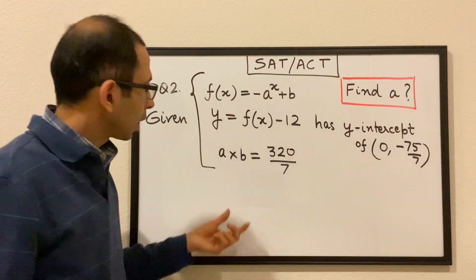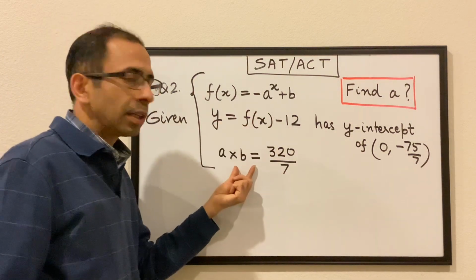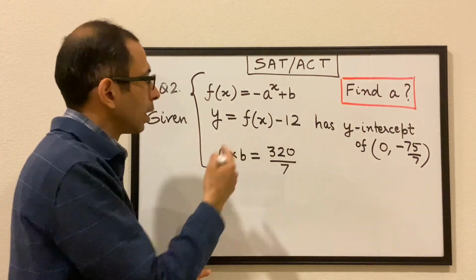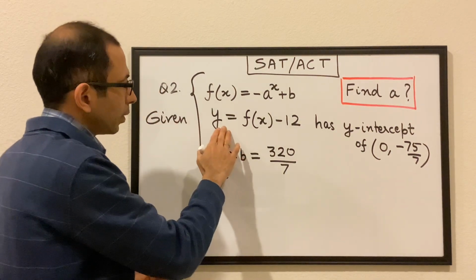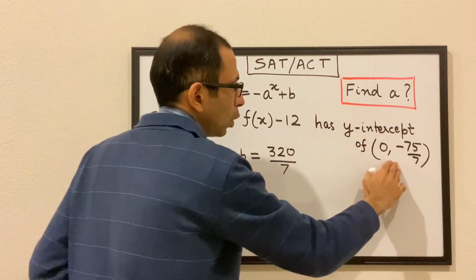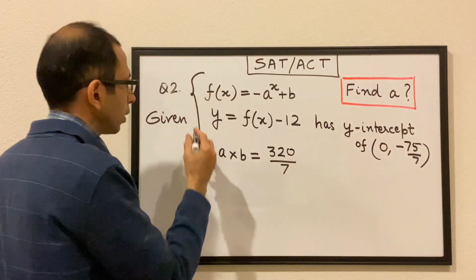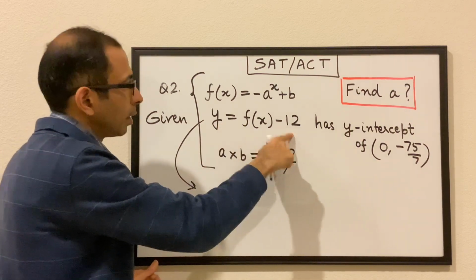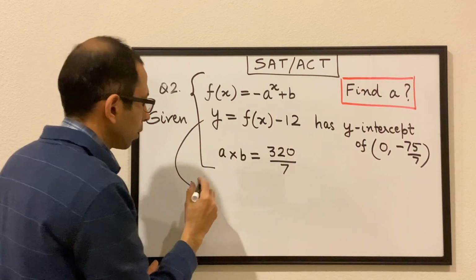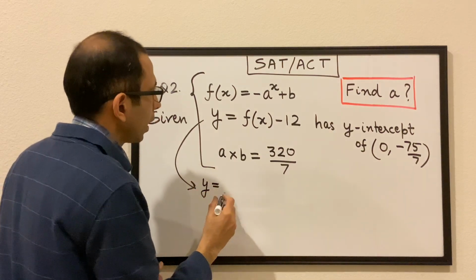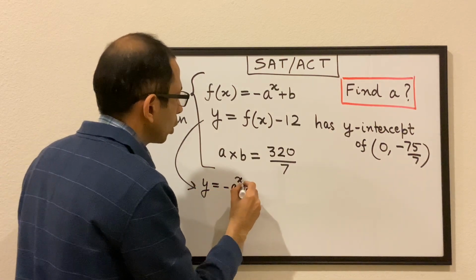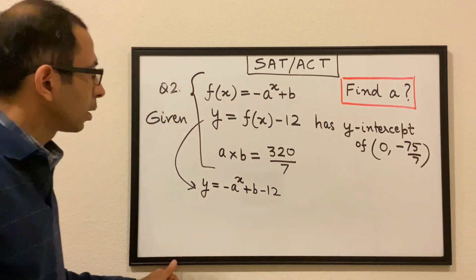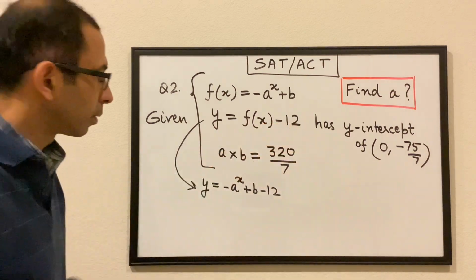Logically we would think that there would be a way for us to find the value of b. Once we get the value of b, we can find the value of a, right? Let's see. This function y has a y-intercept of (0, -75/7), and this function y is nothing but f(x) minus 12. The definition of f(x) is given here. So we can say y is equal to -a^x + b - 12, because y is nothing but f(x) minus 12.